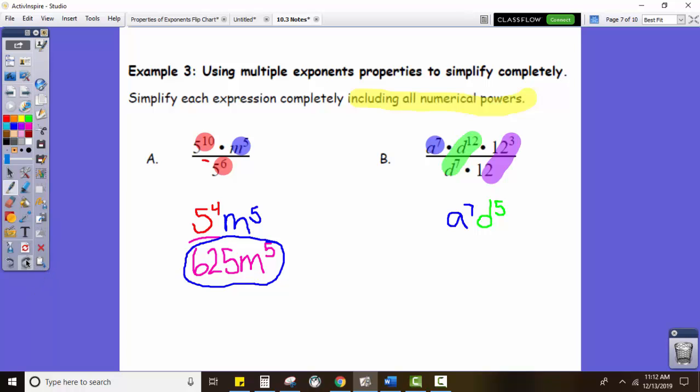Okay, and then I notice I have 12 to the 3rd divided by 12, which is actually 12 to the 1st. So these are the same base, so I can apply the rule, subtract the exponents. 3 take away 1 is 2, so I'll have 12 to the 2nd, but I'm going to write that out front because our coefficients always go out front. So 12 to the 2nd. Okay, then I have to simplify, rename it for 12 to the 2nd. 12 times 12 is 144. So I have 144, a to the 7th, d to the 5th, and that is your final expression.